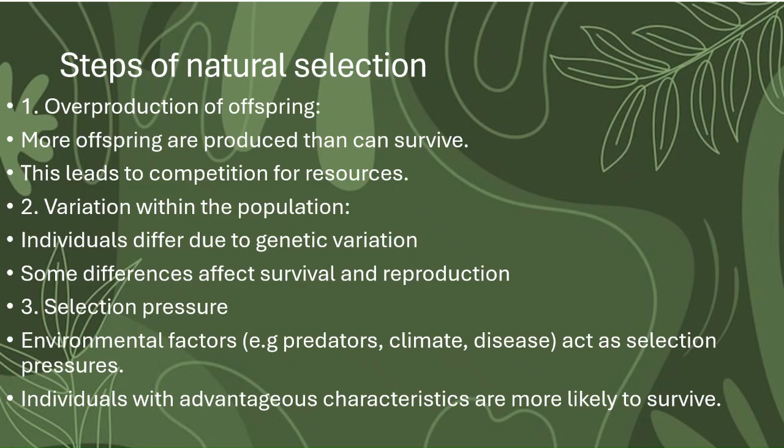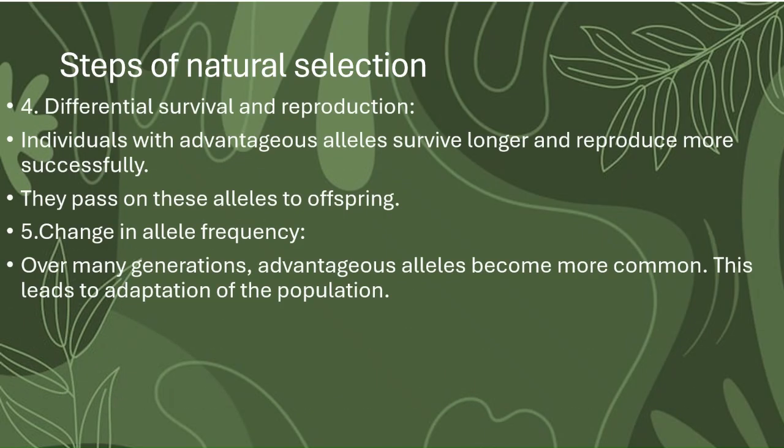Then you have step 3, which is selection pressure. Environmental factors such as predators, climate, and disease act as selection pressures. The individuals with advantageous characteristics are more likely to survive and reproduce. And then step 4, you have differential survival and reproduction. Individuals with the advantageous alleles survive longer and reproduce more successfully, so they pass on these alleles to offspring.